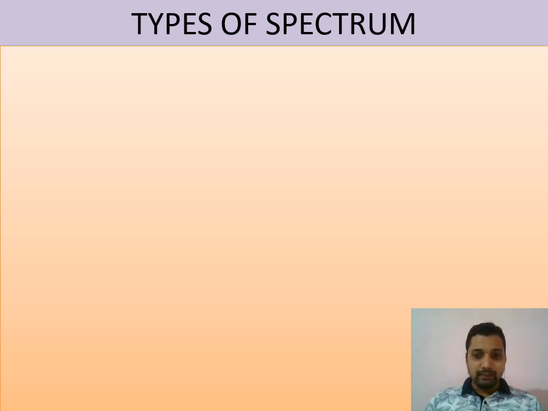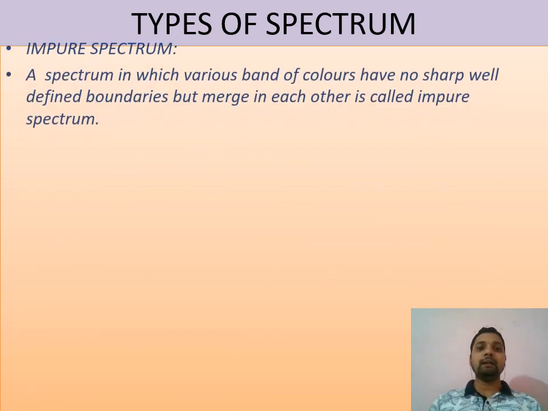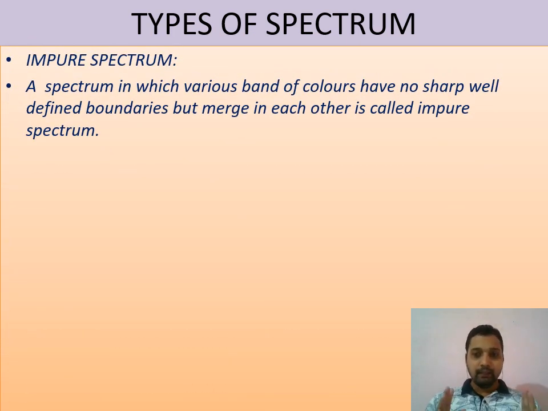Spectrum in visible light comes after dispersion of light through a glass prism. We get 7 bands of color. That is what we call the spectrum. But that spectrum is again divided into some categories. The first type of spectrum is called impure spectrum. Impure spectrum means all the bands of color have no definite boundary. One merges with another, so we are not able to differentiate where the first one ends and the second one starts. That is called an impure spectrum.